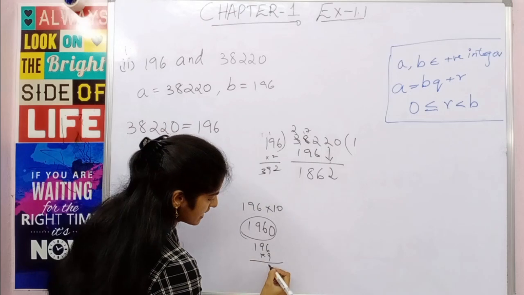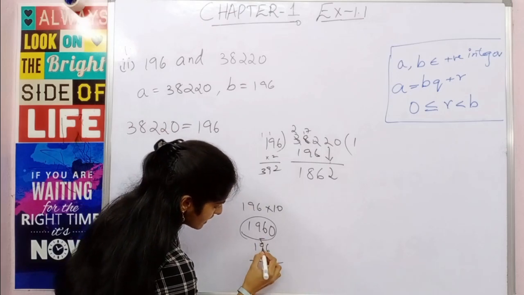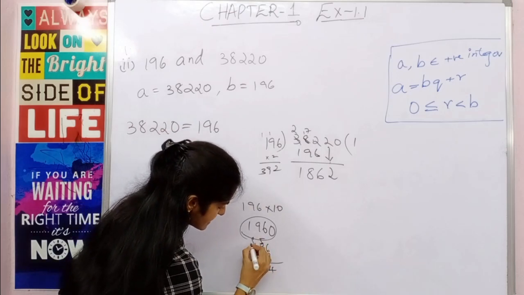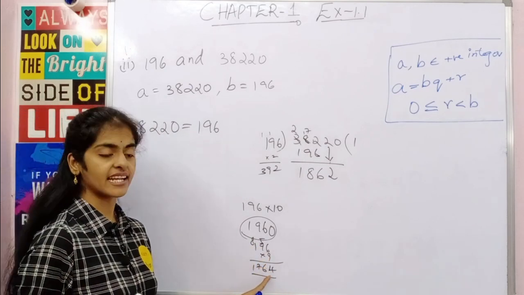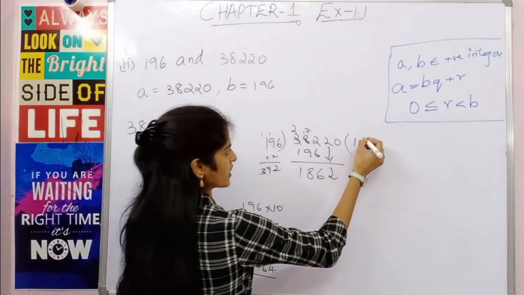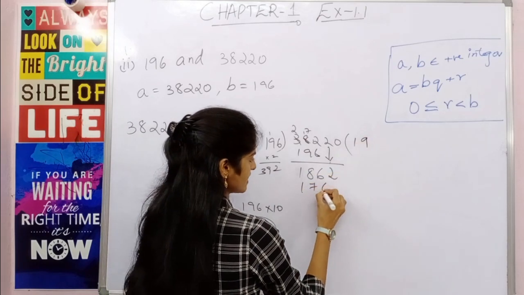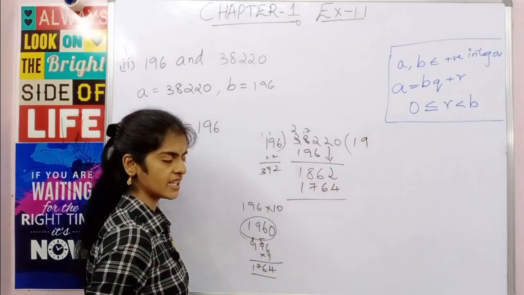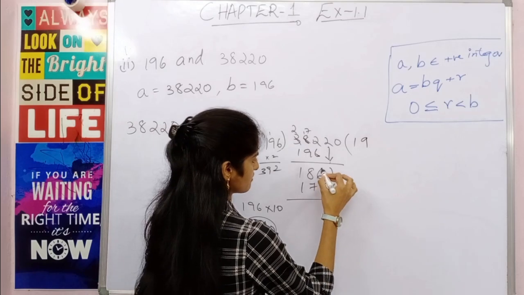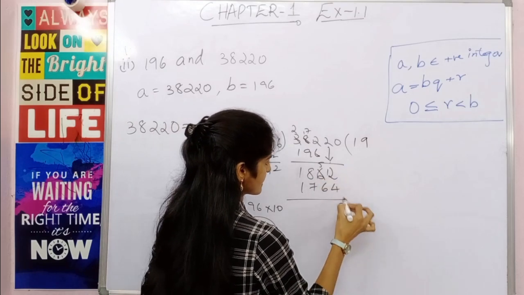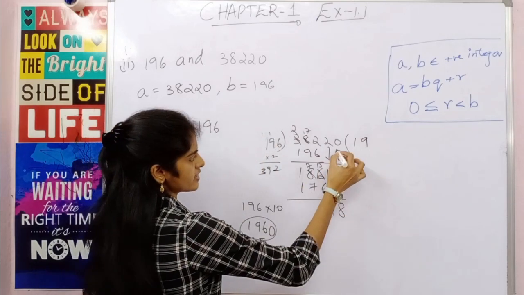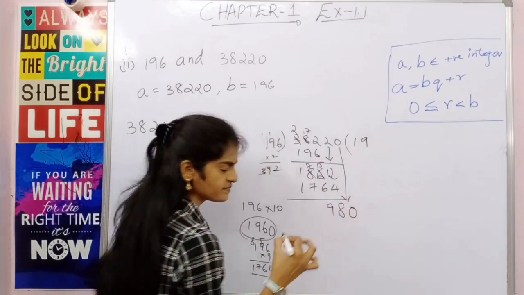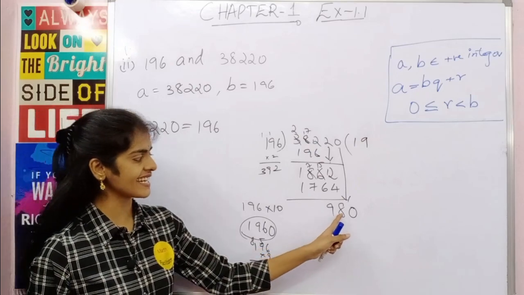Let us do 9 6s are 54. So this is 81 plus 5 is 86, and now this is 17. So 196 multiplied 9 times gives you 1764. Let us write it here: 1764. Clear? So subtracting, you have 98. Let us bring this 0 down. So this is 980.